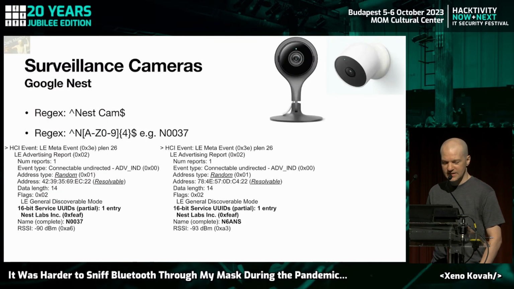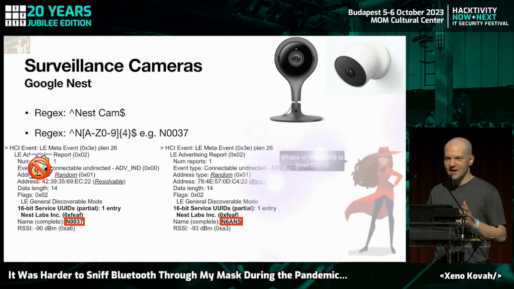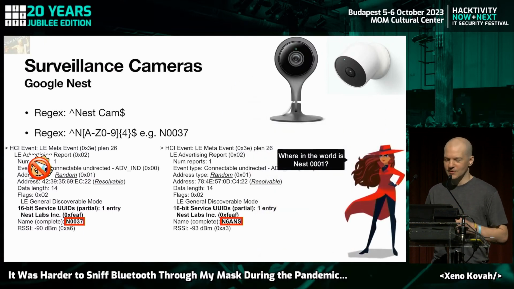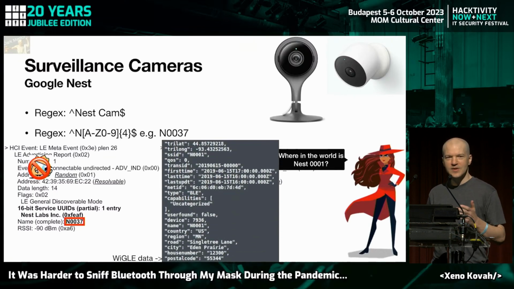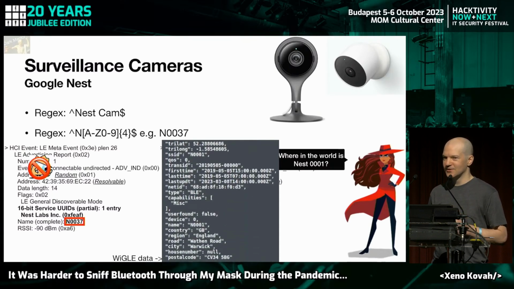All right, surveillance cameras, Nest cameras. Here we have our first example of something that uses a random resolvable address, so not trackable, right? Well, no, because they use static names. They have a naming convention that is basically A to Z and 0 to 9, four characters, and it seems to be increasing. So you might say, okay, if it's increasing, then if I find N001, I found the first ever Nest camera sold. And so where is that? We can look with Wigle, and we can see it's actually in Eden Prairie, Minnesota. Oh no, actually it's in Japan, but really it's actually in England.